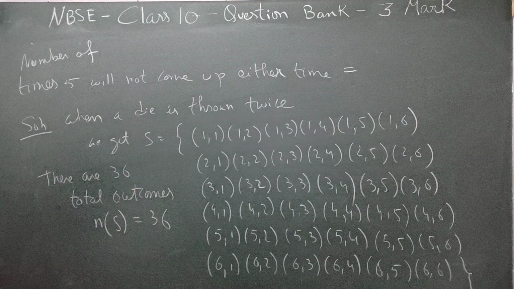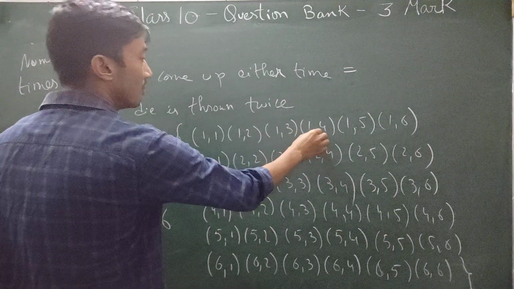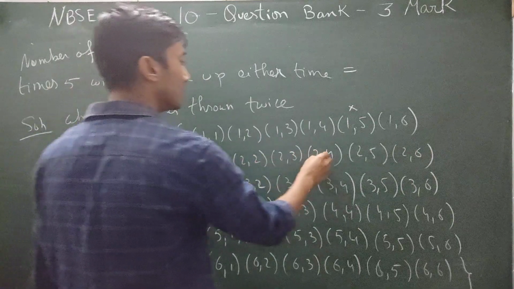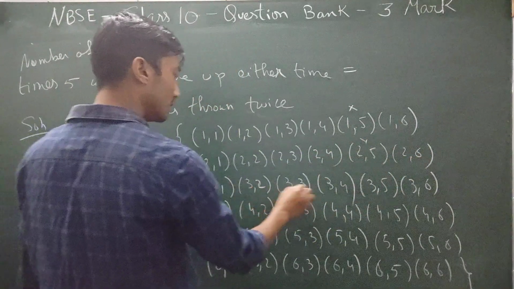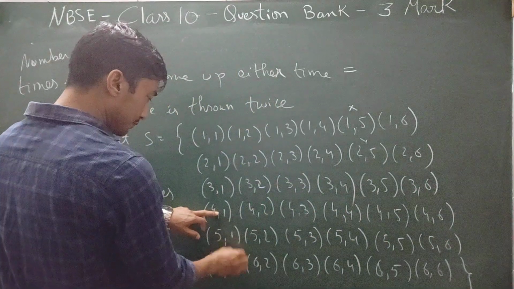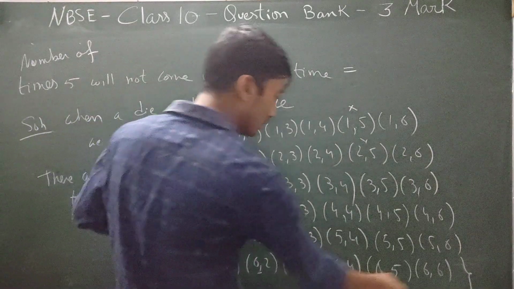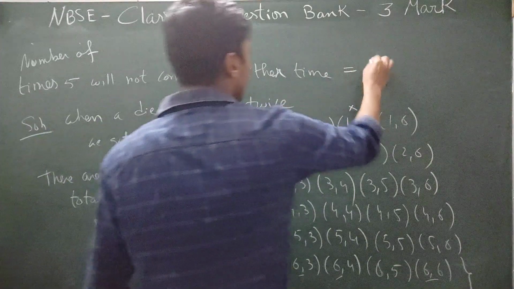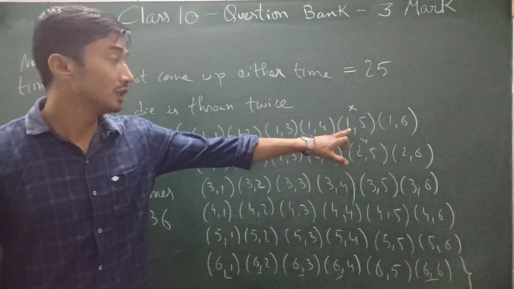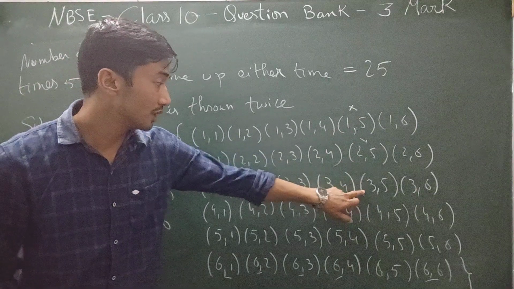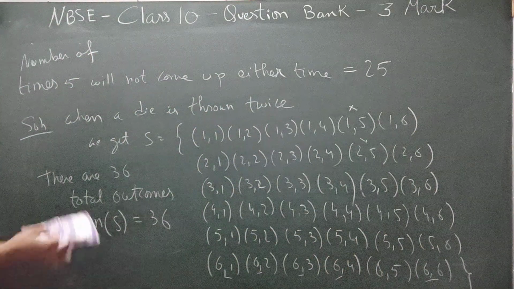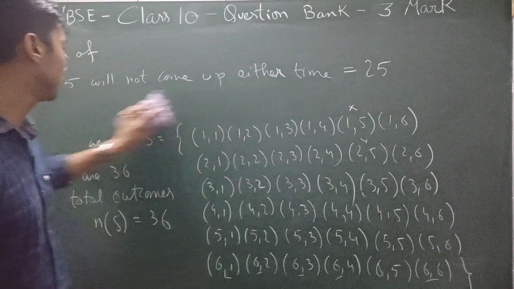5 will not come up even once. 1, 2, 3, 4. Here too 5 is there. 5, 6, 7, 8, 9, 10, 11, 12, 13, 14, 15, 16, 17, 18, 19, 20, 21, 22, 23, 24, 25. 25. Isn't it? 5 should not come up even once anywhere. So this we cannot count, this we cannot count, this 5 to all we cannot count. So I might just need this sample space, so I'm just keeping it.